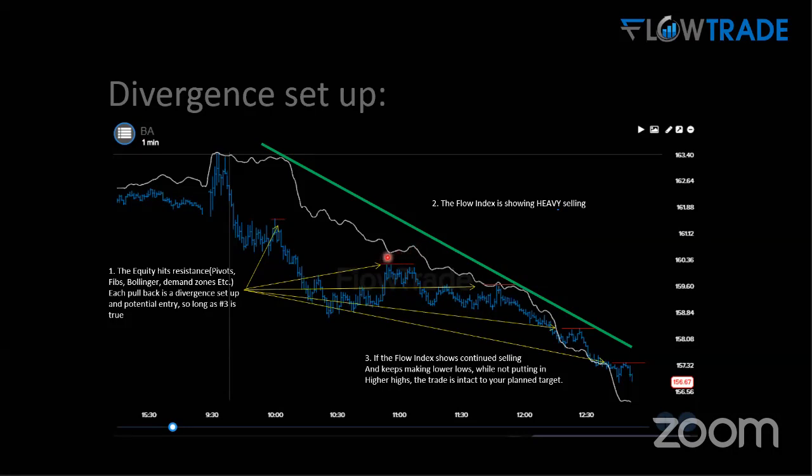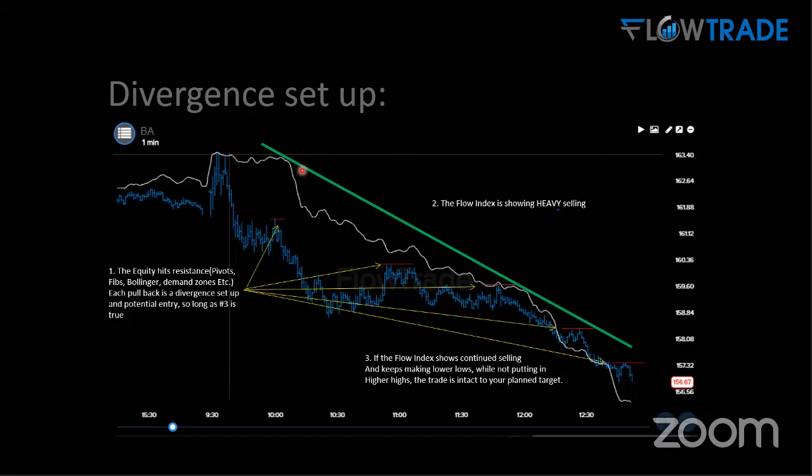So if you use pivots, if you're using Fibonacci, Bollinger Bands, demand zones, whatever the case may be, each one of these are considered a divergence pullback. So we can take that trade and have the confidence in it, knowing that we can take this down to at least whatever target you use. So for me, I use Fibonacci. Some people use other things. I know Fred, one of our other coaches, he uses a lot of the supply and demand stuff. So if he has a supply zone, well, then that's probably where he's looking for it to go.